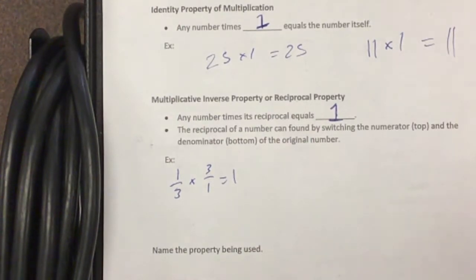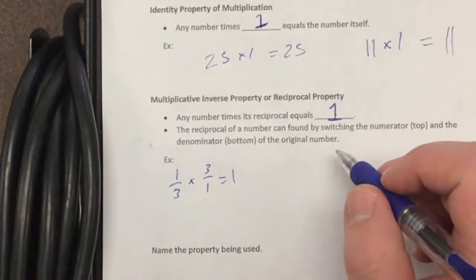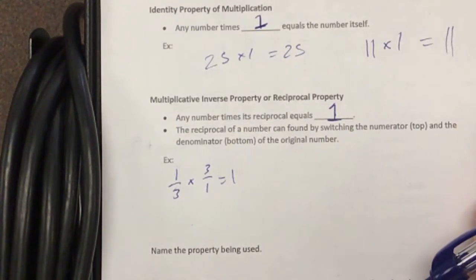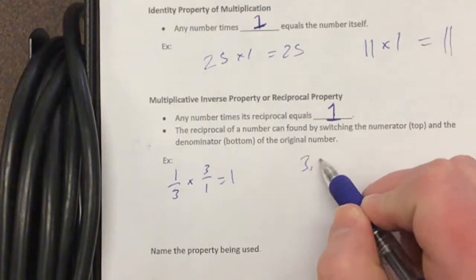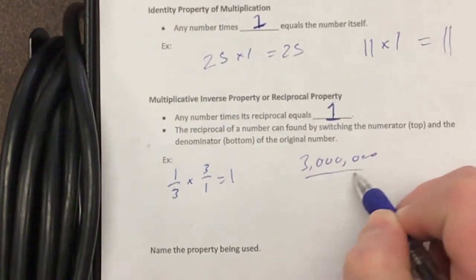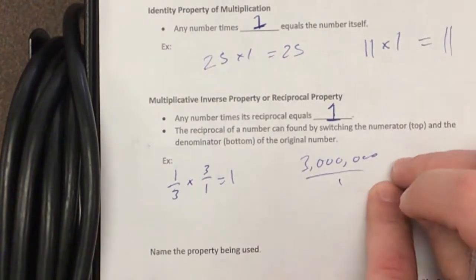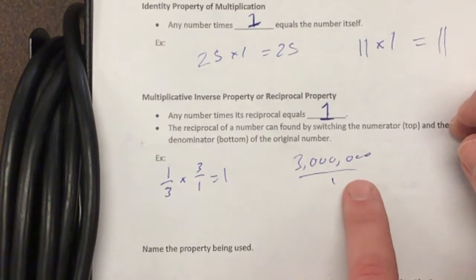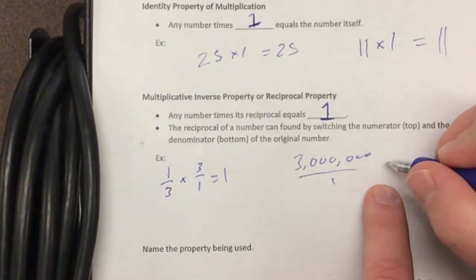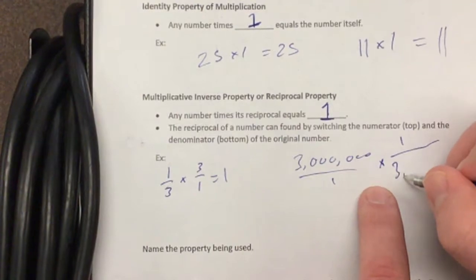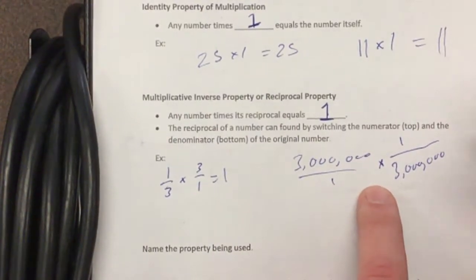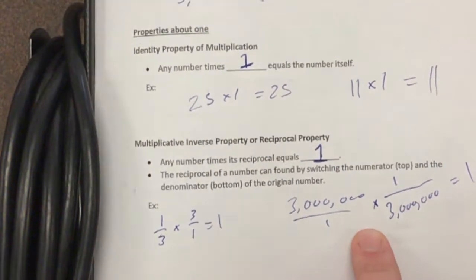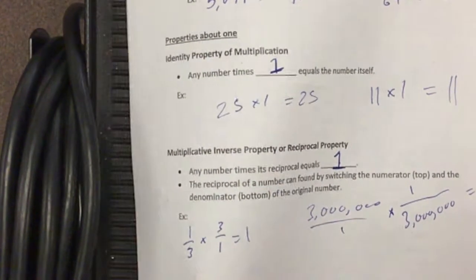Caleb, give me any number. 0 doesn't work. We can't put 0 in the denominator. It is any number. 3 million. So we took 3 million over 1. What do we have to multiply this by to get 1? What's the reciprocal? 1 over 3 million. So what's that equal? 1. 3 million times 1 over 3 million equals 1.